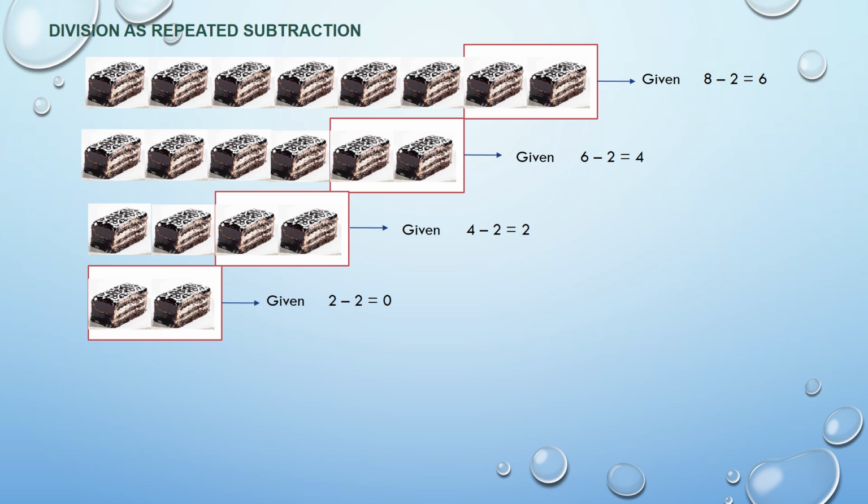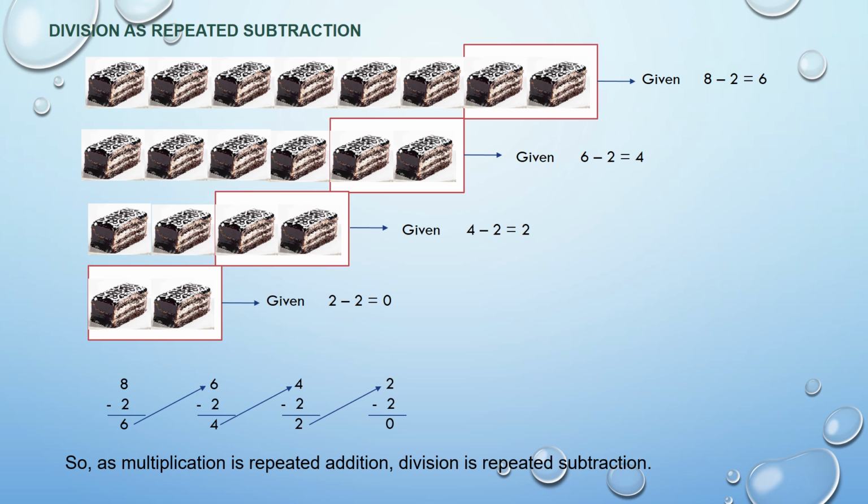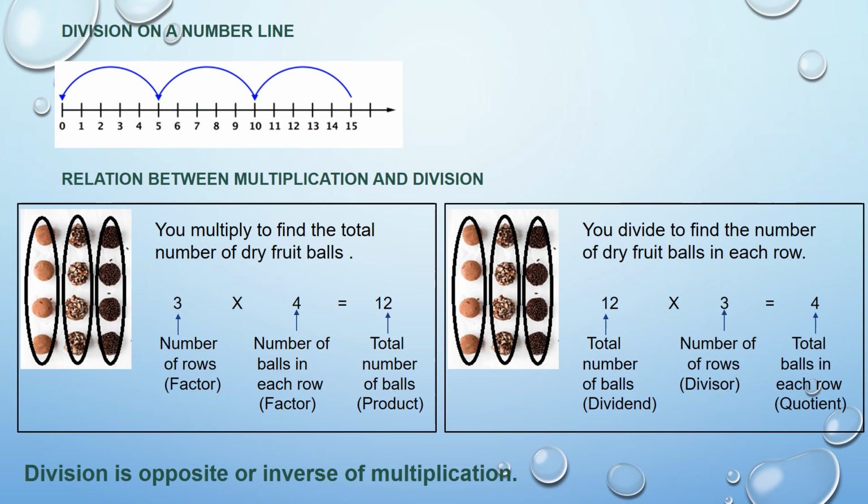So we can show how Anand distributed pastries to his guests as 8 minus 2 is equal to 6, 6 minus 2 is equal to 4, 4 minus 2 is equal to 2 and 2 minus 2 is equal to 0. So we can say 8 divided by 2 is equal to 4. So as multiplication is repeated addition, division is repeated subtraction. This is the fourth way to do division.